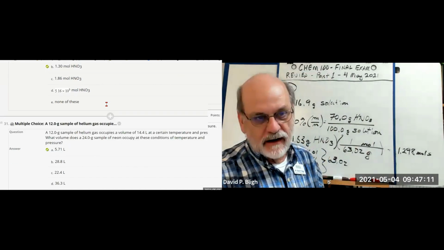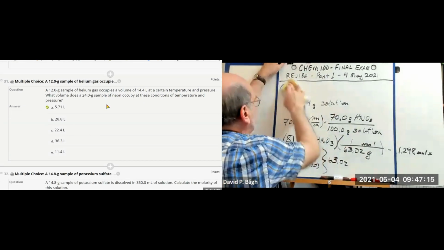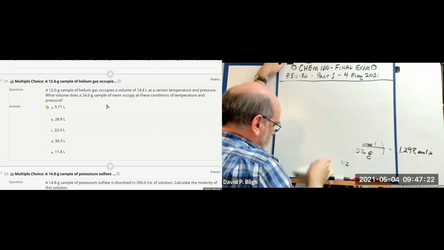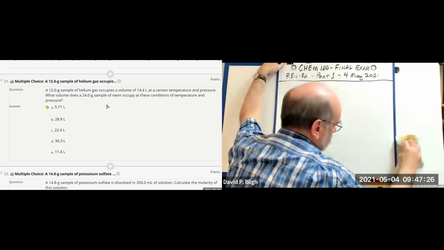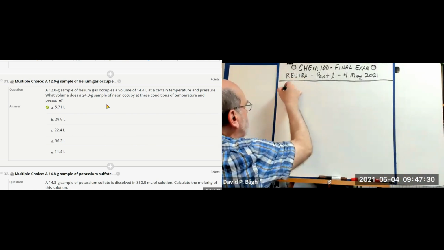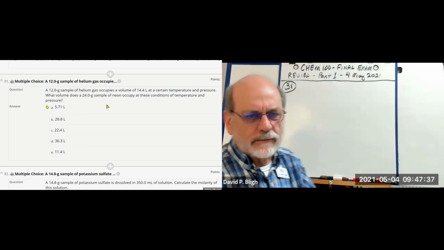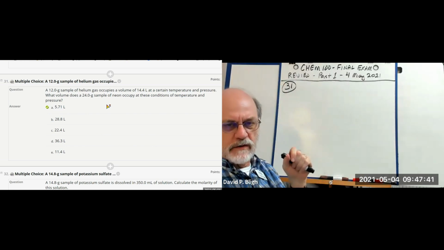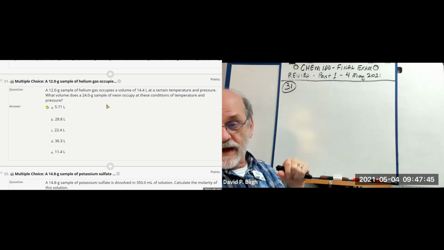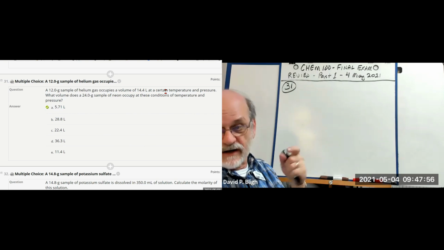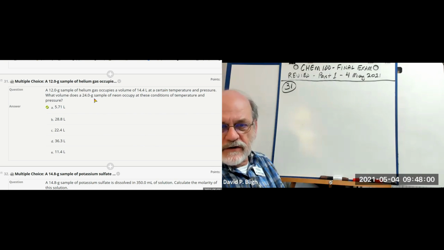31's next. So let's scroll that one in. Let's reposition. That's good. Okay, 31. Now we have a 12.0 gram sample of helium gas. Okay, looks like we're headed for a gas law problem. Occupies a volume of 14.4 liters at a certain temperature and pressure. Right? It doesn't even tell you what the temperature and pressure is. What volume does a 24 gram sample of neon occupy at these conditions of temperature and pressure?